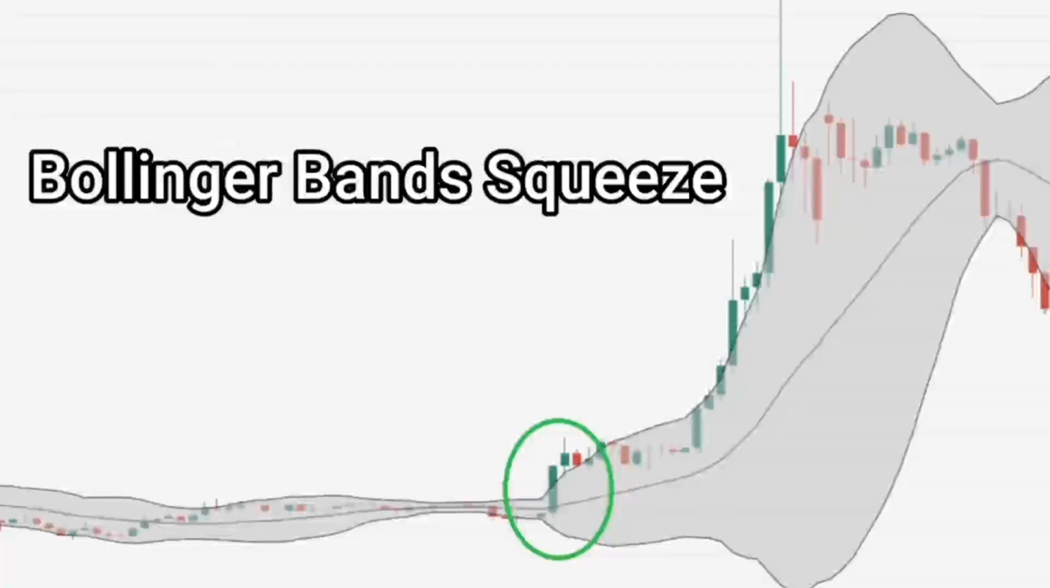A squeeze occurs when the bands are close together and the stock's price is trading in a narrow range. This can be a sign of an upcoming breakout, and traders will often look for a move outside of the bands as a potential buy or sell signal. Let's go to the chart and see some examples for this one too.